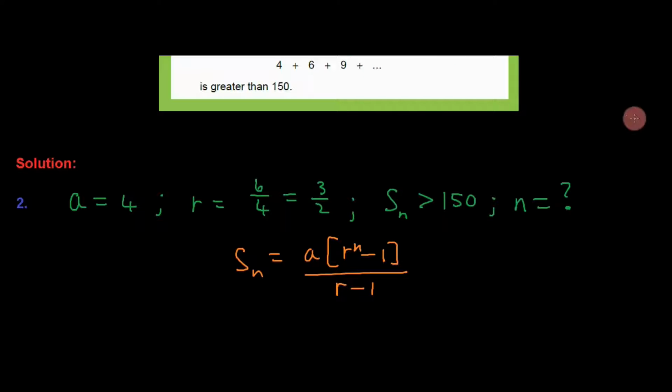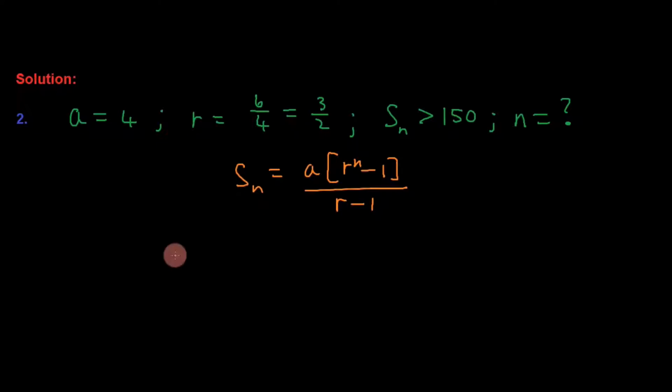So once again, we're going to use the sum formula. And we can substitute in our values. A is 4. R is 3 over 2. Now, r minus 1 is 3 over 2 minus 1. So 1.5 minus 1, which is a half. This is S sub n, and this must be greater than 150.